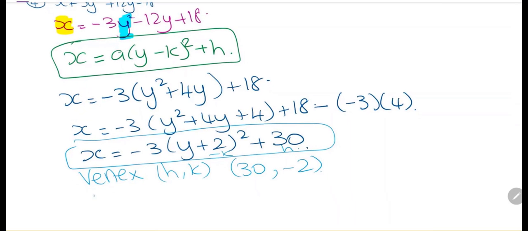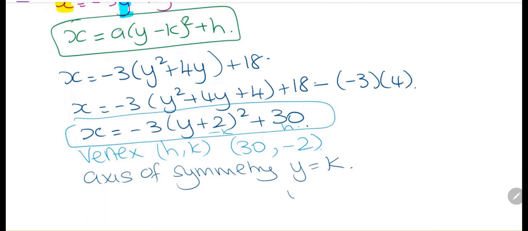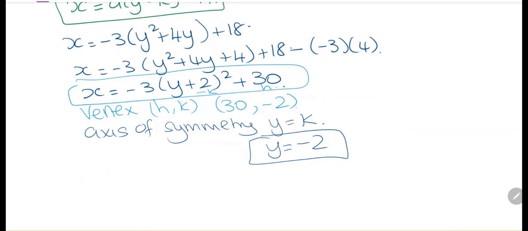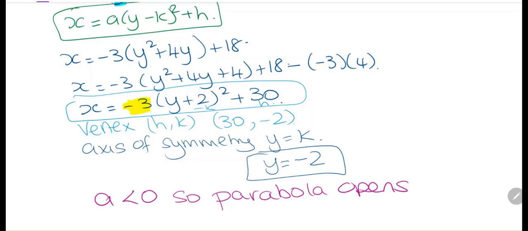And then the axis of symmetry. So this is going to be y is equal to k, and our k value is minus 2. So we now need to decide if it's opening to the left or the right. So we have a minus 3 as the coefficient. a is less than 0, so the parabola opens to the left.